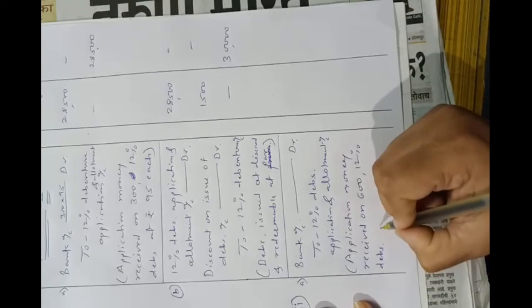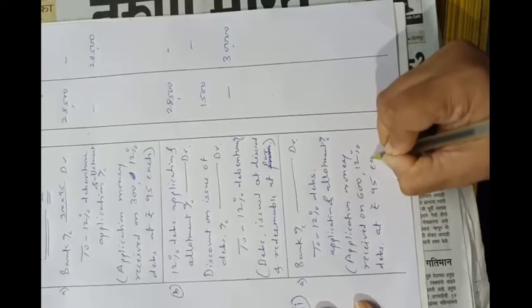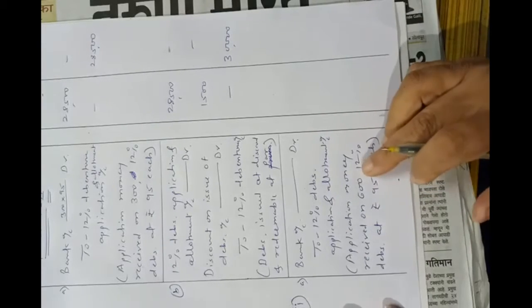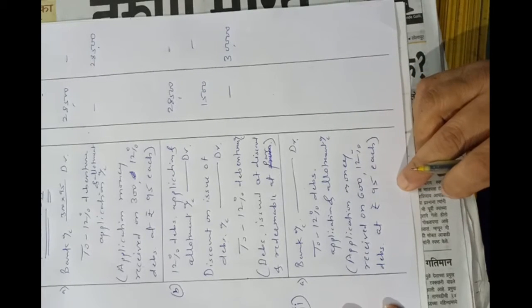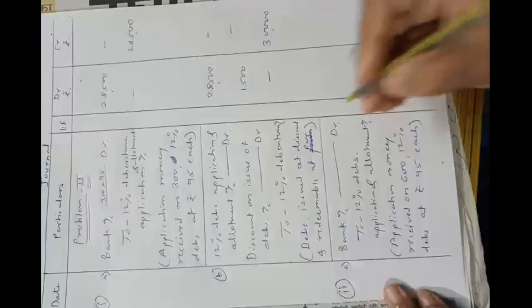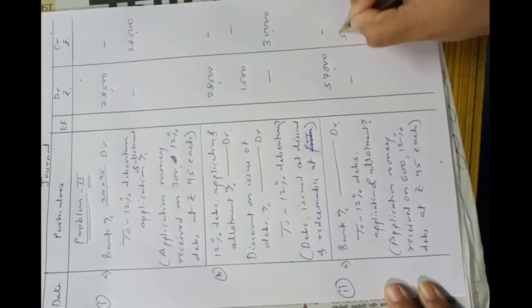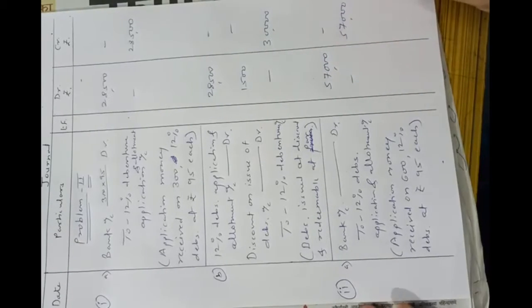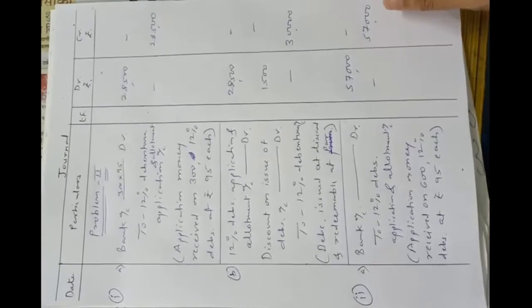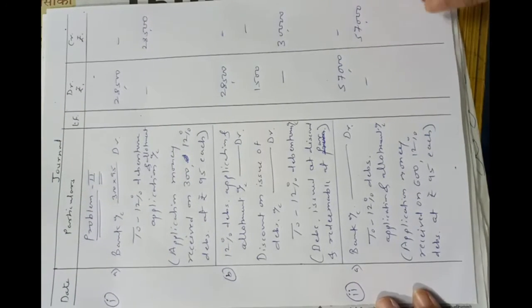at 5% discount, or we can write at ₹95 each. So 600 into 95, we have to write here 57,000. We have received 57,000 into bank because the debentures were issued at 5 rupees discount, that is less value.